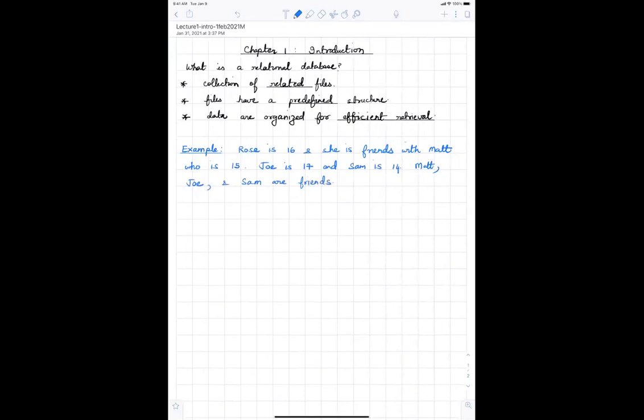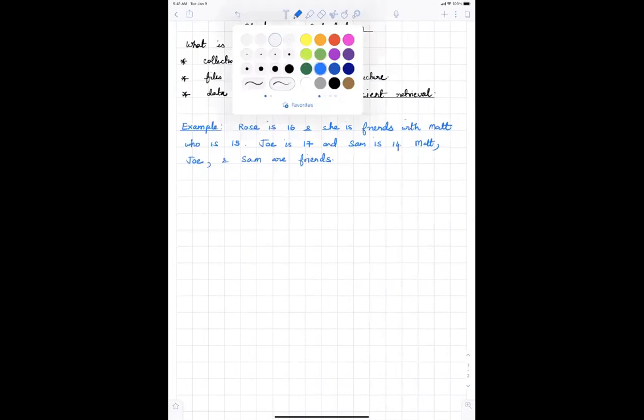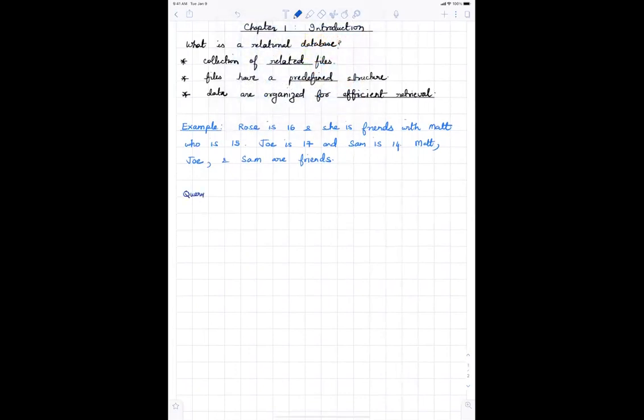So suppose this information is given, and then there are a bunch of queries. So these are the queries that you're going to ask. Who are Joe's friends? List the 16-year-olds who have 14-year-old friends, or who have friends who are 14-year-olds.